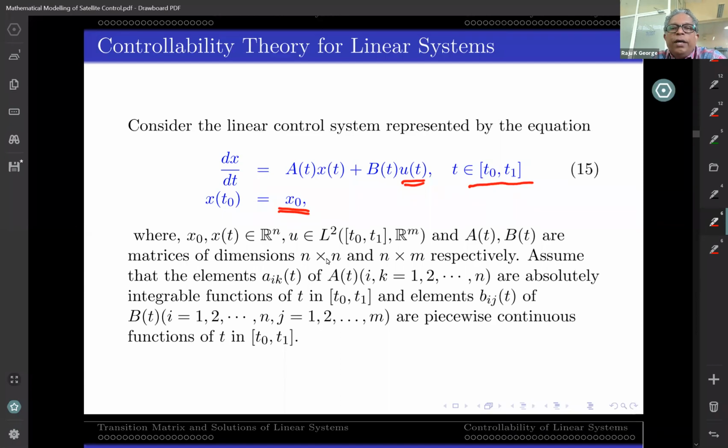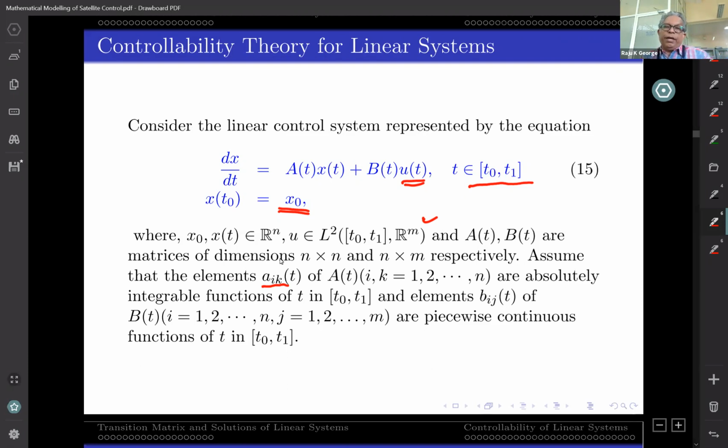I assume that they are square integrable functions, L2 functions. That's more general than the continuous functions, in which step functions or piecewise continuous functions are all included, from a practical point of view. Here A(t) and B(t) are matrices of dimension n by n and n by m, and assume that the elements a_ij(t) of A(t) are absolutely integrable functions. You can take them continuous or, more weakly, integrable. And the elements b_ij of B(t) are assumed to be piecewise continuous functions of time. So A(t) and B(t) are matrices having entries that are at least piecewise continuous or integrable functions. That is the assumption.